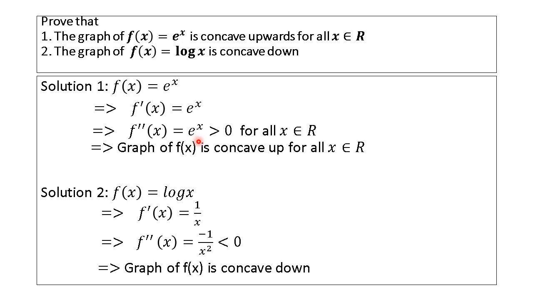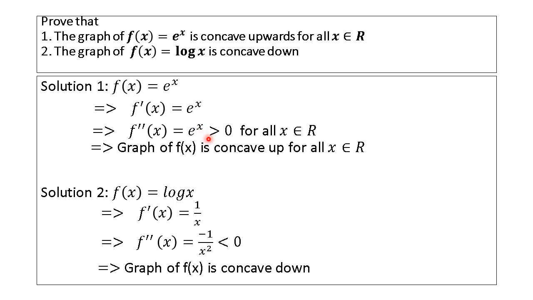See here, e power x is greater than 0 for all x belongs to the set of all real numbers. Here if you substitute x is equal to 0, you will get e power 0, its value is 1, 1 is greater than 0. If you substitute x is equal to 2, you will get e square, value greater than 0. Suppose if you substitute x is equal to minus 10, you will get 1 divided by e power 10, it is also greater than 0. Suppose if you substitute x is equal to minus 1, you will get 1 by e, which is also greater than 0. x is equal to minus 2, 1 divided by e square.